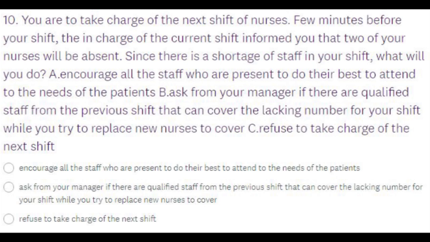Question number 10. You are to take charge of the next shift of nurses. Few minutes before your shift, the in charge of the current shift informed you that 2 of your nurses will be absent. Since there is a shortage of staff in your shift, what will you do? Options are option A, encourage all the staff who are present to do their best to attend to the needs of the patients. Option B, ask from your manager if there are qualified staff from the previous shift that can cover the lacking number for your shift while you try to replace new nurses to cover. Option C, refuse to take charge of the next shift. So what are you going to do? Option B, ask from your manager if there are qualified staff from the previous shift that can cover the lacking number for your shift while you try to replace new nurses to cover will be the right choice. Option B is the right answer.